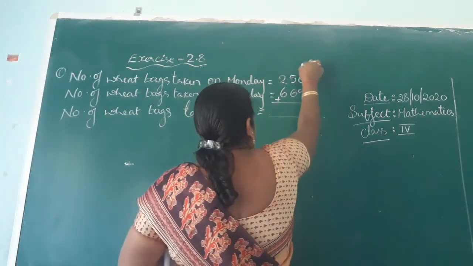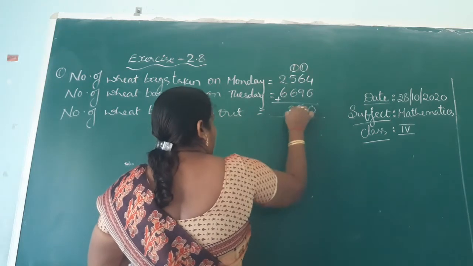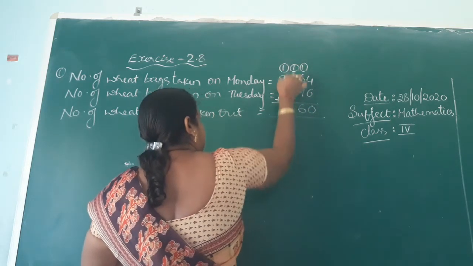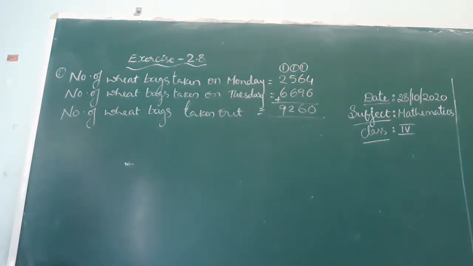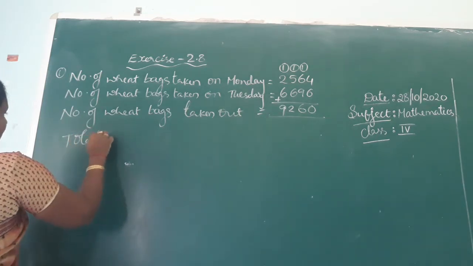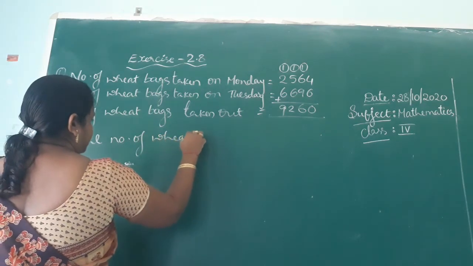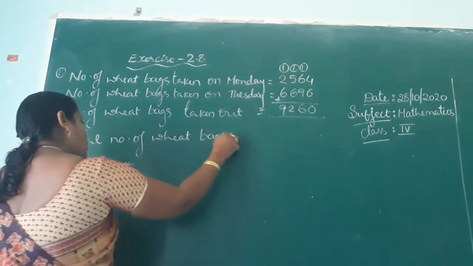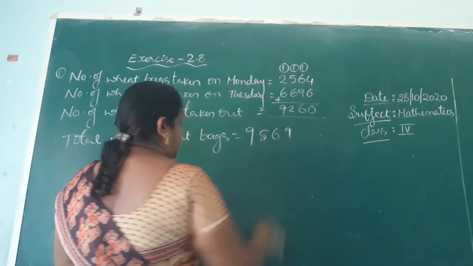4 plus 6, 10. 9 plus 1, 10, 10 plus 6, 16, 6 plus 6, 12, 4 plus 1, 3, 3 plus 6, 9,260 bags were taken. Total how many bags are there in the godown? Total number of wheat bags, how many are there? It's 9,569 wheat bags in that.